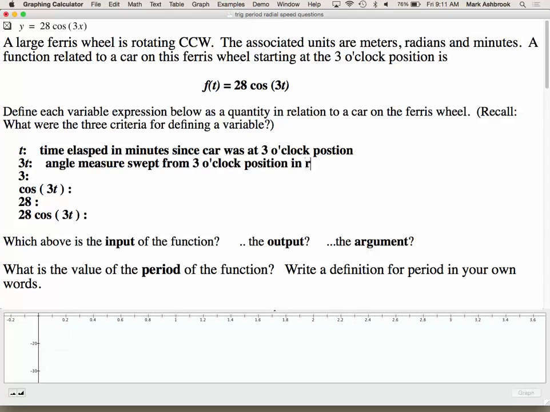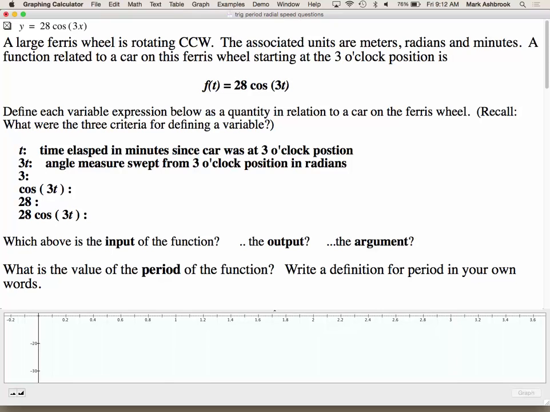And how did you know that it's angle measure? Looking at that function, how did you know? Because the angle measure is whatever is in the parentheses of cosine. Right, so 3t is what's going into cosine, and we know the input of cosine has to be angle measure swept from 3 o'clock. So that whole thing, 3t, is the input, so it must be angle measure. What about 3? If t is the time elapsed in minutes and 3t is the angle measure, that means 3 must be what?